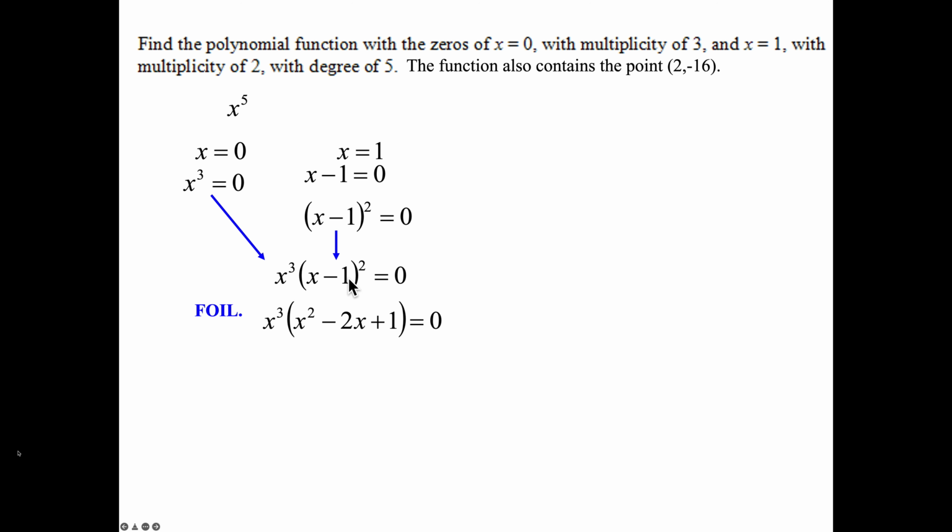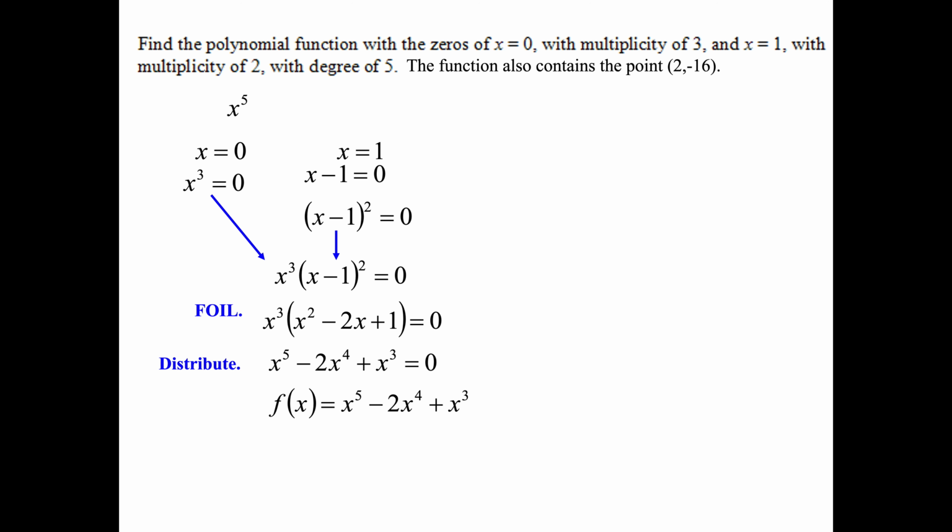We'll multiply those together. So FOILing out this binomial gives me x squared minus 2x plus 1. Then distributing the x cubed, that gives me x to the fifth minus 2x to the fourth plus x cubed equal to 0. And this is my proposed function right now, x to the fifth minus 2x to the fourth plus x cubed.